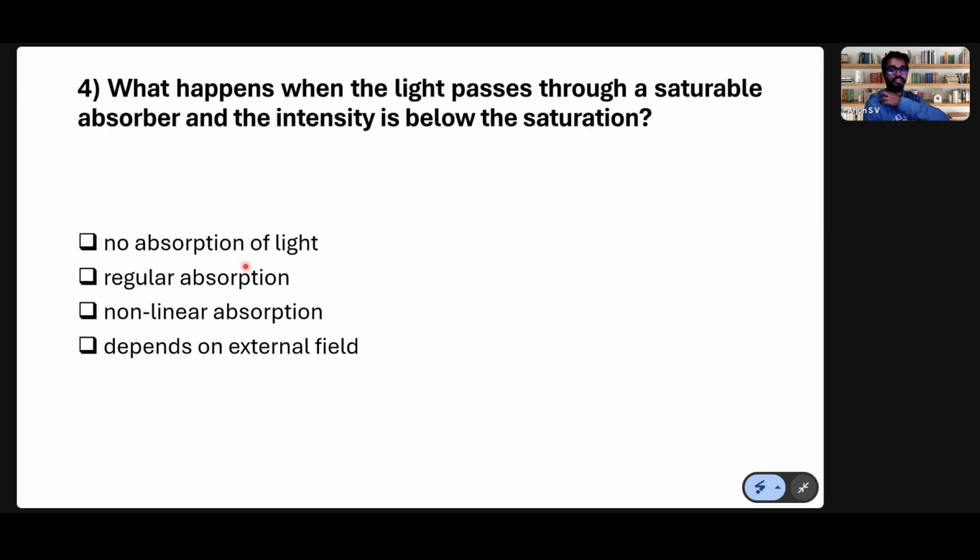Question number 4, it's a pretty direct question. So what happens when the light passes through a saturable absorber and the intensity is below the saturation? When you involve a saturable absorber, if it's not saturated, then it just means that it absorbs regularly. So the answer will be regular absorption.